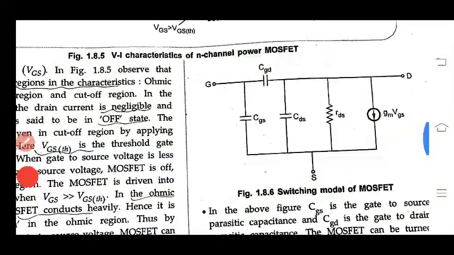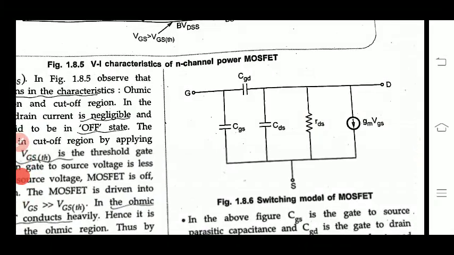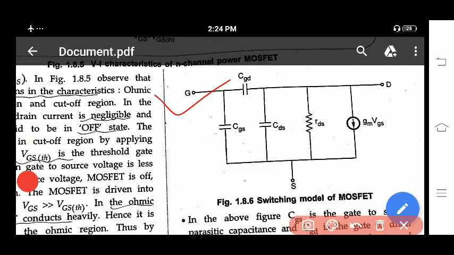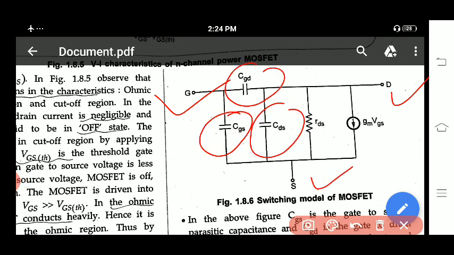Next, we will go with the switching model of the MOSFET. Here you can observe that we have gate, drain, source. Here you have the capacitors. Between gate and drain, you have the capacitor CGD. Between gate and source, you have another capacitor, CGS. Between drain and source, you have the capacitor CDS.